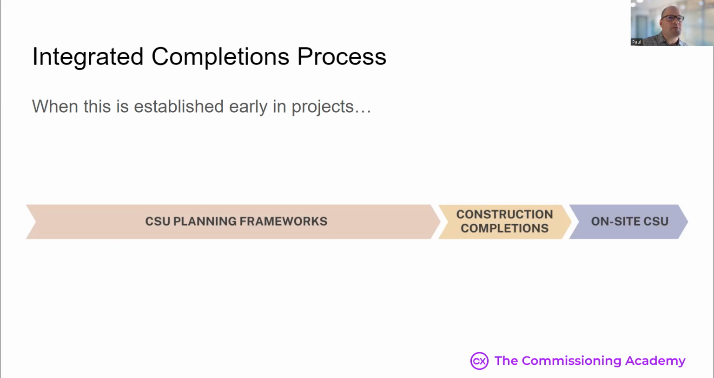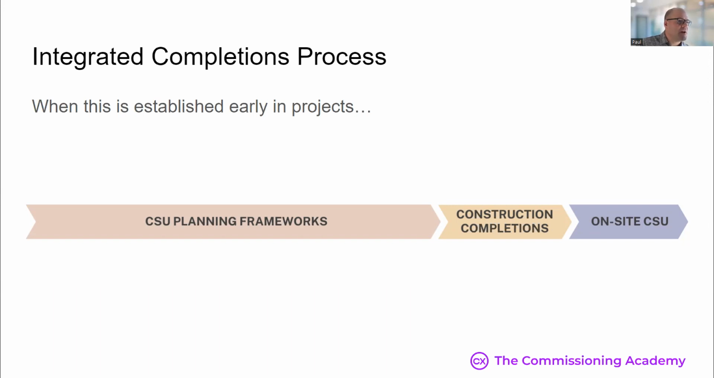When you establish your integrated completions process early in projects, you're able to complete commissioning as efficiently as possible. There are less delays during all stages. The number of snags during commissioning is significantly reduced, and you eliminate the chaos to avoid cowboy commissioning, saving millions of dollars and months of schedule by completing projects more efficiently. And most importantly, we're able to deliver quality systems that we can use for decades of reliable operation.